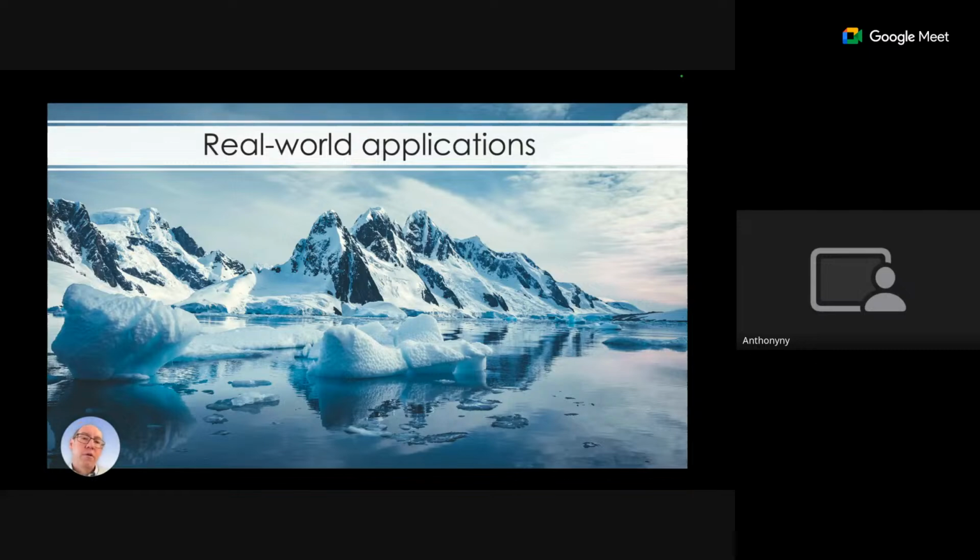I wanted to finish by talking about some real world applications that we've been progressing. And this has been made possible because we're using R. I show this picture because we've been doing a fair bit of work in the Southern Ocean.